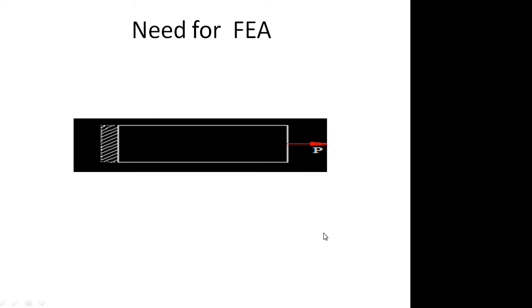We can easily solve this problem by applying the equation, right? We know whenever a member is axially loaded, the elongation equation is delta L is equal to PL by AE. If you know the cross-sectional area A, modulus of elasticity E, and length of the bar L, you can easily substitute it as delta L is equal to PL by AE. So we can solve it and find the deflection.